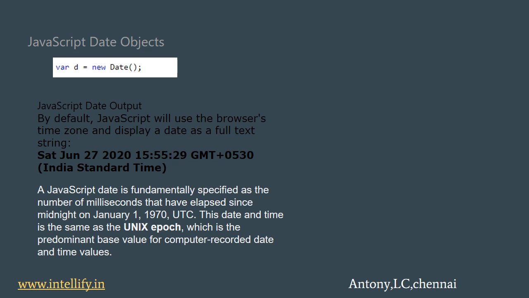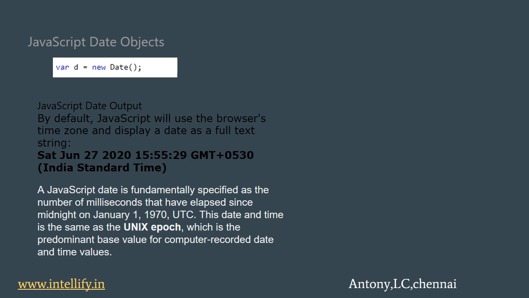Now the JavaScript Date object. So what is a date? We know that a date is made up of today, tomorrow, yesterday. To get a date in JavaScript, we can use the Date function. This is the syntax for JavaScript Date. In the given example, variable d is equal to new Date. In d, the new date will be saved. By default, JavaScript will use the browser's time zone and display the date as a full text string. As I recorded, today is Saturday, June 27, 2020, 15:55:29, Indian time. In my browser, this is what the time is. So this is returned by the Date function.